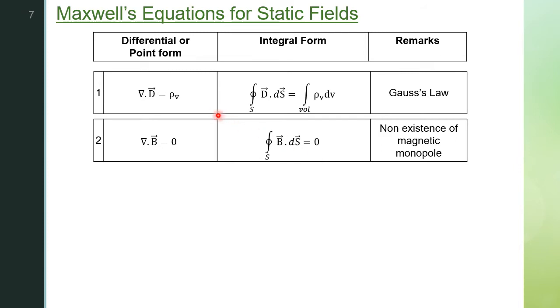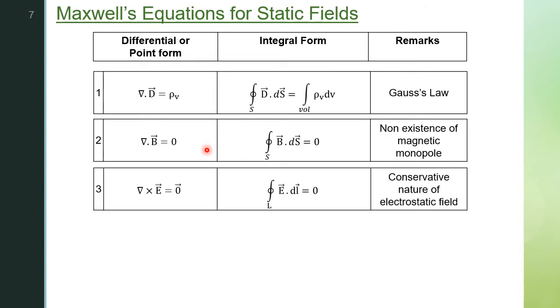Now, these two were the properties of divergence of electric flux density and magnetic flux density. Next is the curl of electric field intensity. When you consider the curl of electric field intensity, it is equal to 0. And when you convert it into integral form, it will be closed integral L E dot dl equal to 0. And this gave us the conservative nature of the electrostatic field. That is, the work done in taking the charge around the closed path will be independent of the path followed. So, if the electric field intensity satisfies this equation, then it is said to be conservative.